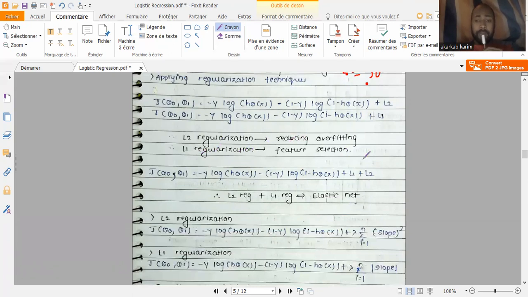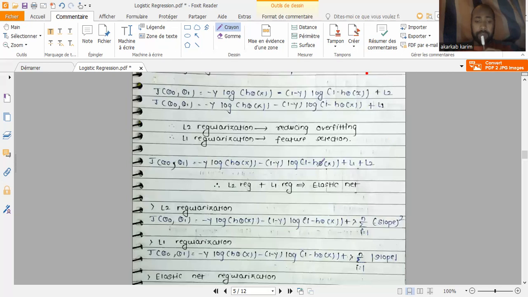Here, as I said before, we have L2 regularization. What is the equation behind it? Let me show you here. This is the cost function, equal to minus y log of h of theta x minus 1 minus y log of 1 minus h of theta x, plus this second term.